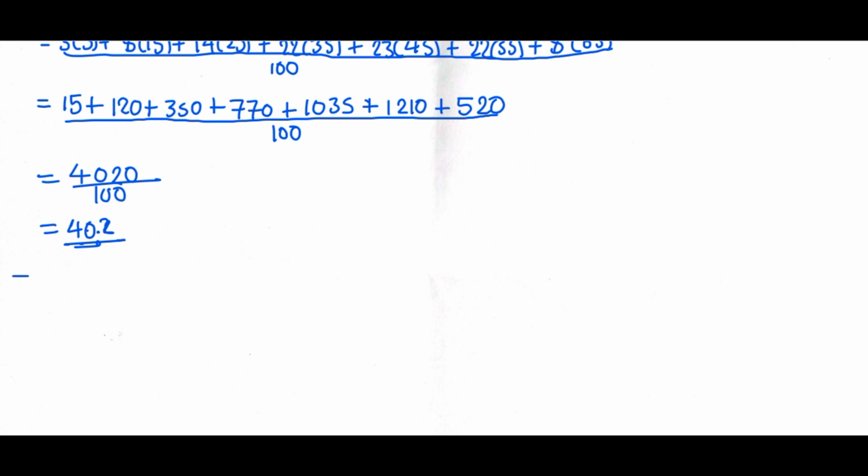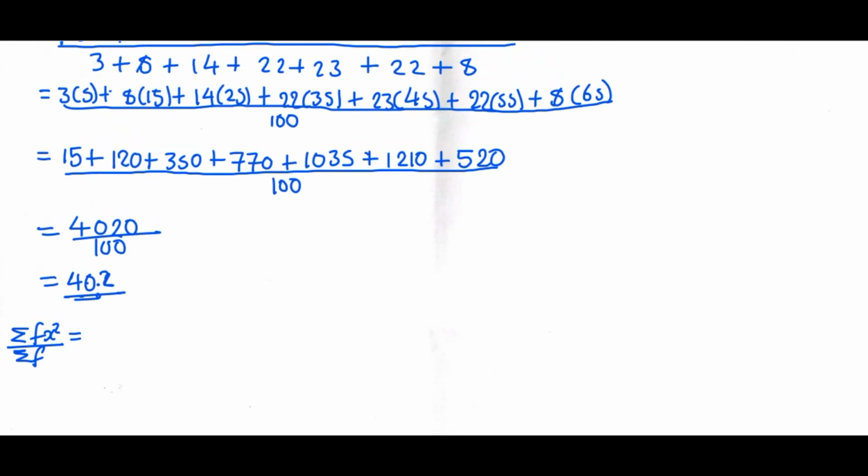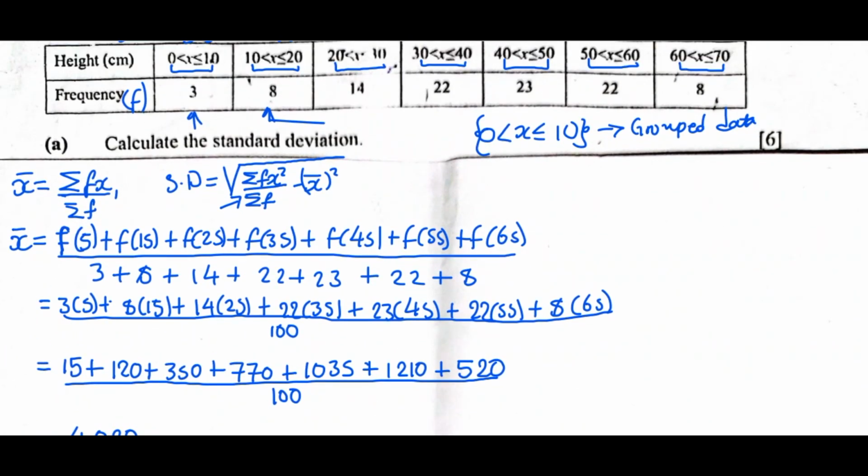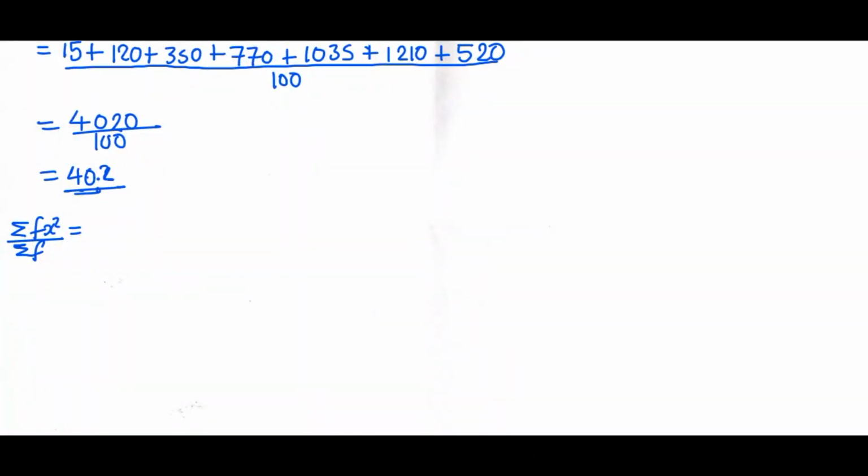So we have the summation of f of x squared over the summation of f. Here in the formula, we can see that it's frequency times x squared. So the only difference from the mean is that the midpoint is not squared there, but under this one we are going to square the midpoint. So let's go back so that we can see the numbers. The frequencies we have are 3, 8, 14, 22. So this will be frequency.